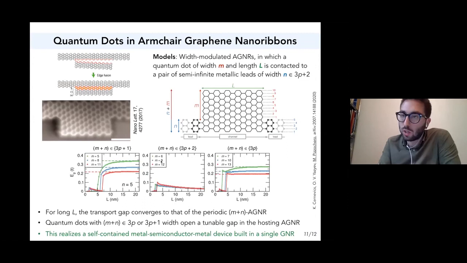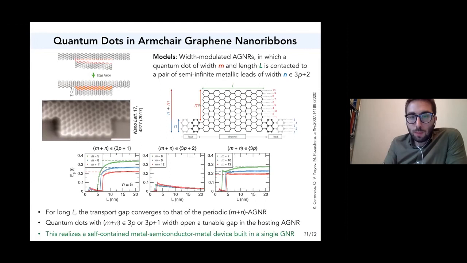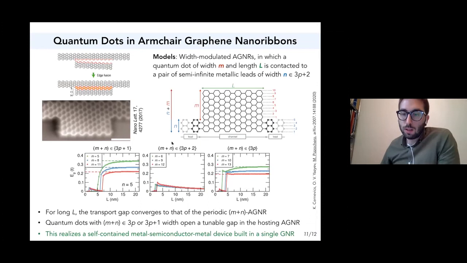Which means that if you have an M plus N quantum dot that is semiconducting and the leads which are metallic, then you will have just realized a self-contained metal-semiconductor-metal device, which is built within a single graphene nanoribbon. And this may be a useful suggestion for what has been mentioned before, which is the ongoing difficulty to integrate semiconducting channels of graphene nanostructures with metallic leads.